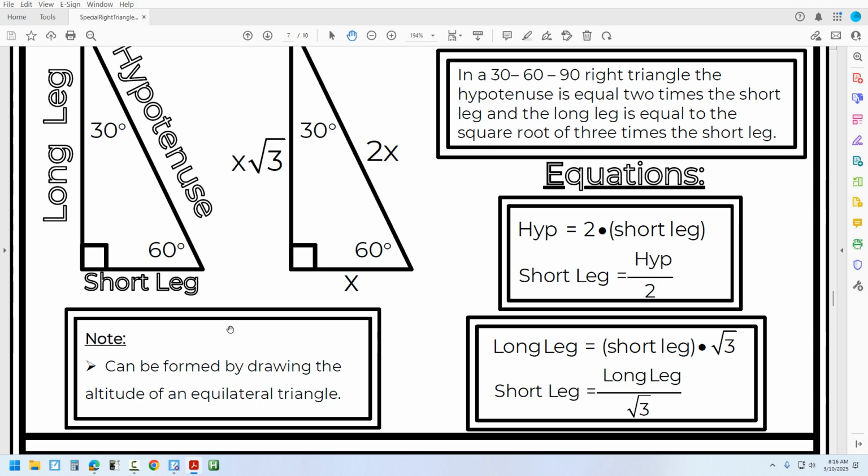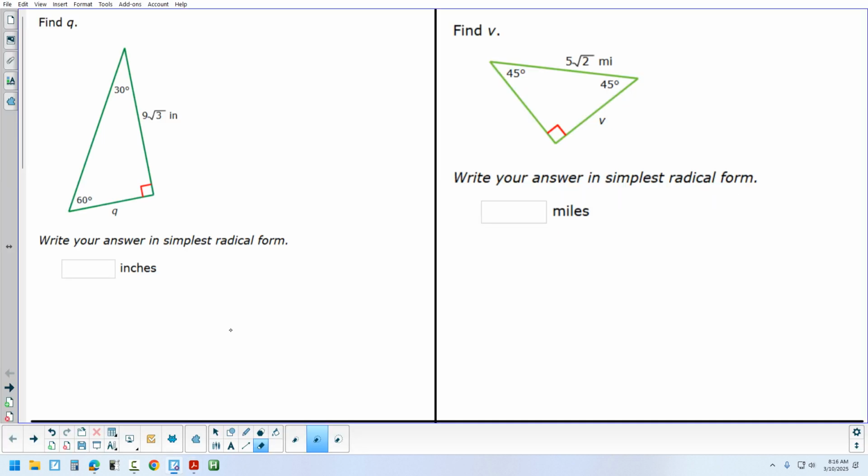All right. So let's flip over to the last page we're going to look at, which says notes, and then it's got some different examples. All right. So first thing we got to do is identify what type of problem it is. It's either going to have the 30, the 60, and the 90, and we're going to look at that sheet, or it's going to have the 45, 45, and we're going to look at that sheet.